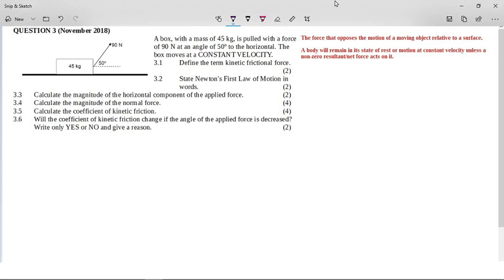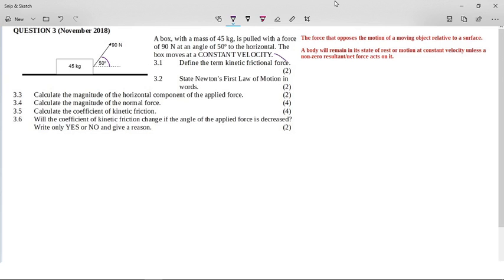Okay, let's look at this grade 11 question on Newton's laws from November 2018. It says a box with a mass of 45 kilograms is pulled with a force of 40 newtons at an angle of 50 degrees to the horizontal. The box moves at a constant velocity.